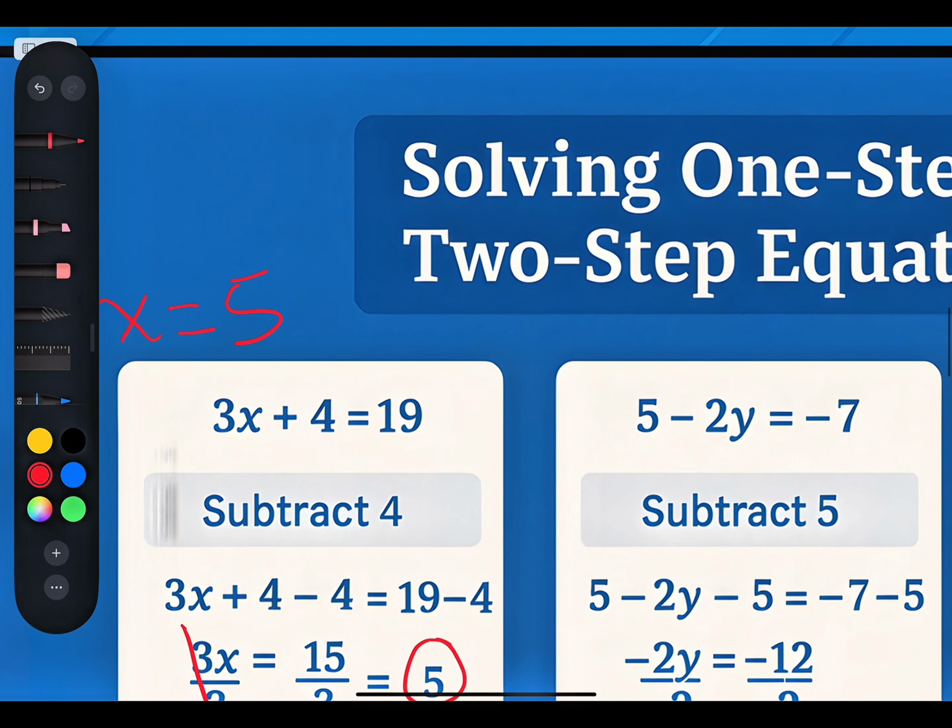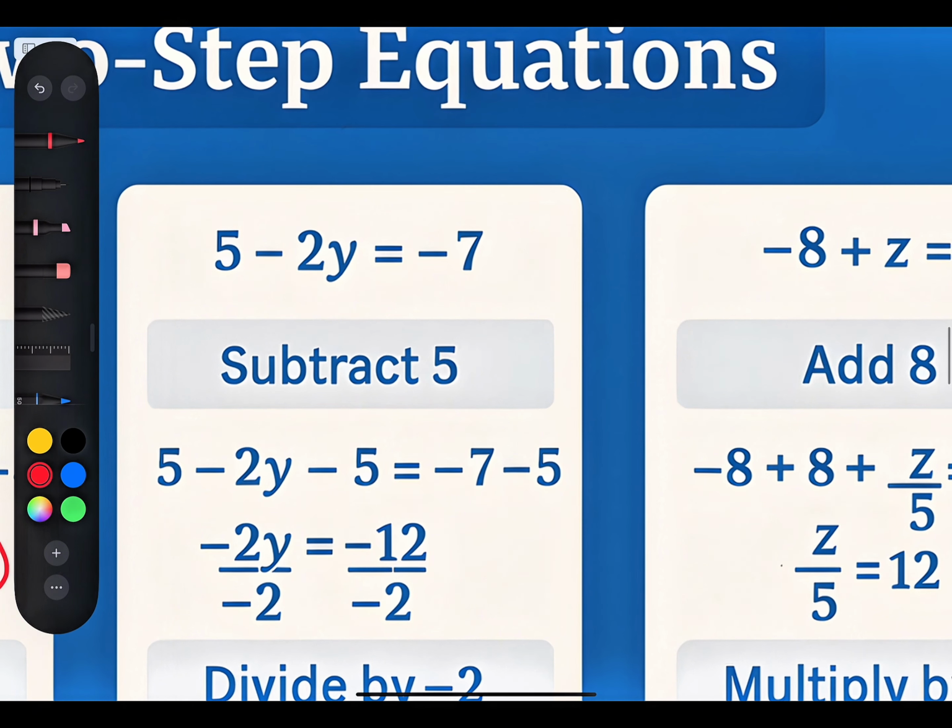Okay? All right, so now we have 5 minus 2y equals negative 7. So the first step here is to subtract by 5. The reason why is because this 5 doesn't have a variable, while this one does. The first thing we always do is cancel out the one that doesn't have a variable. So that's why we cancel out 5 first.